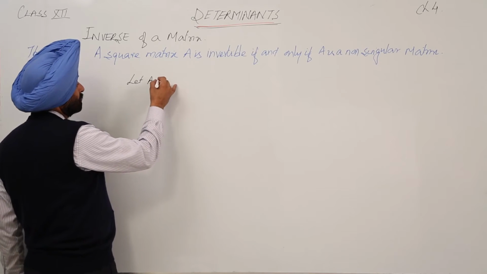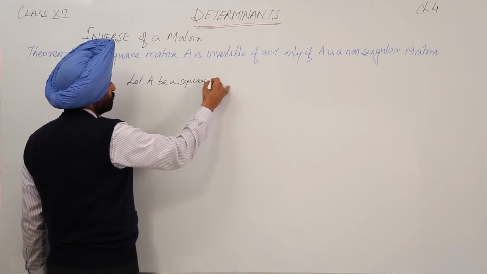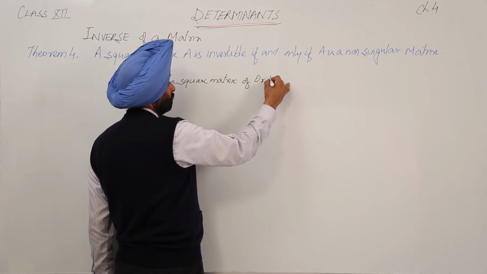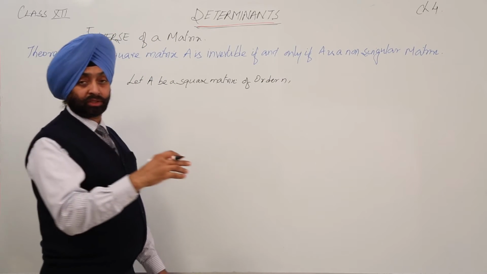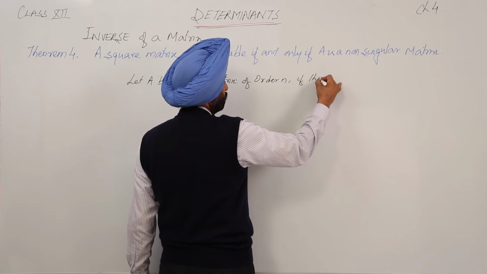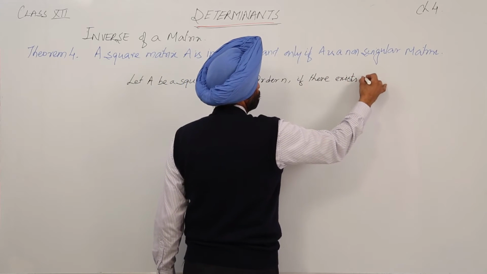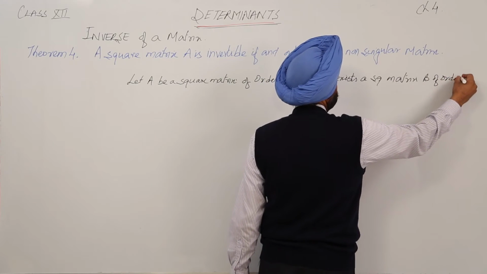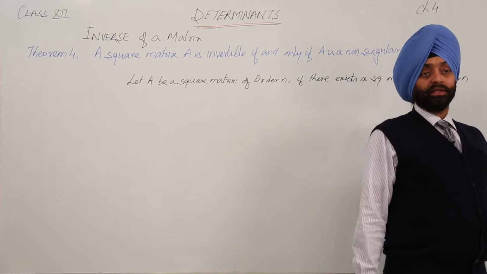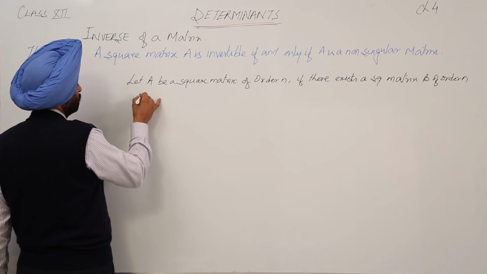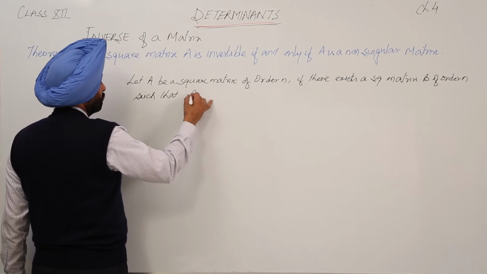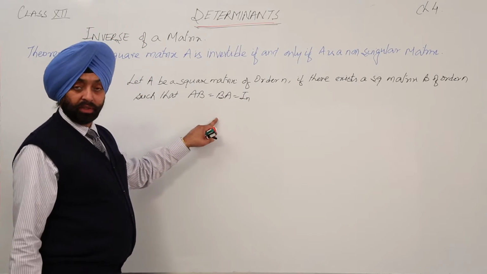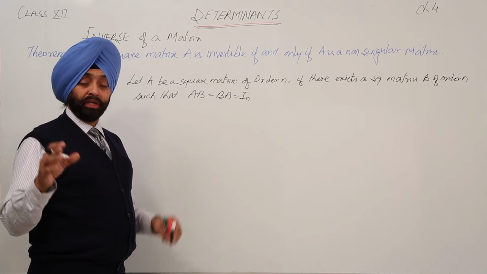Let A be a square matrix of order n. If there exists a square matrix B of order n such that AB is equal to BA is equal to the identity matrix I_n, then B is called the inverse of A.